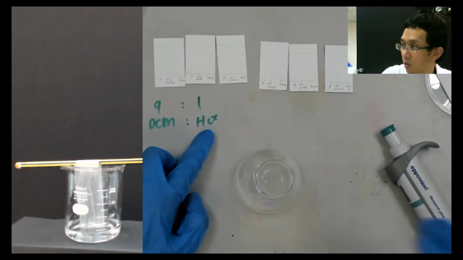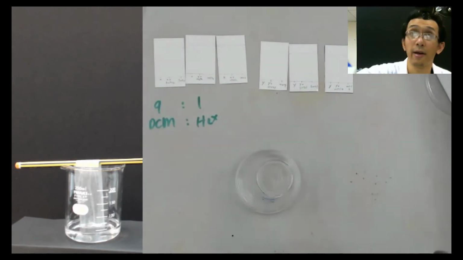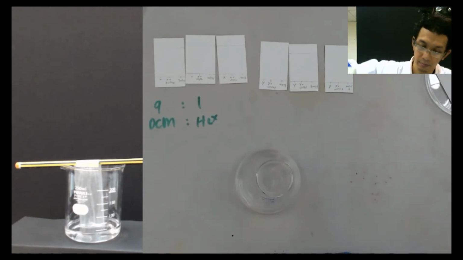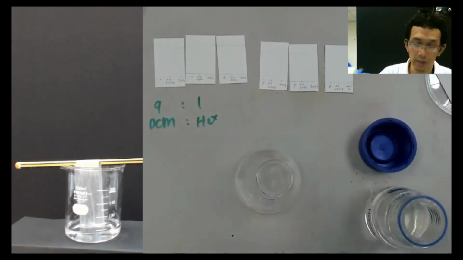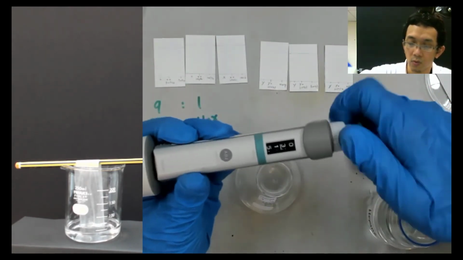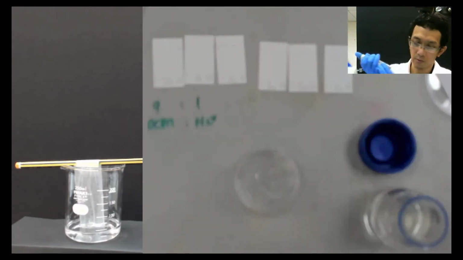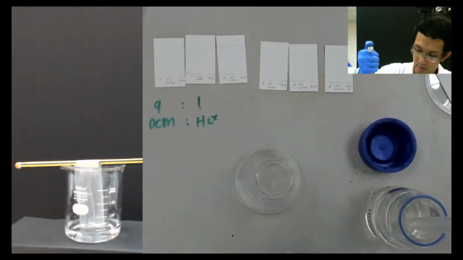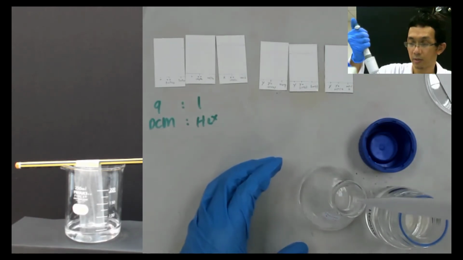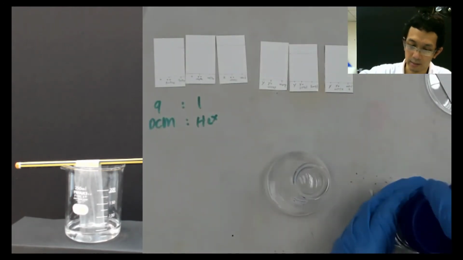Okay, hexane. We want hexane. So we have another pipette tip. Okay, so we take hexane. So we have hexane here. And then hexane, we need 1 only. So don't forget to change this. So go to 1. Okay. So we take 1. And then that is the mixture. Okay. So that is the mixture of DCM and hexane.